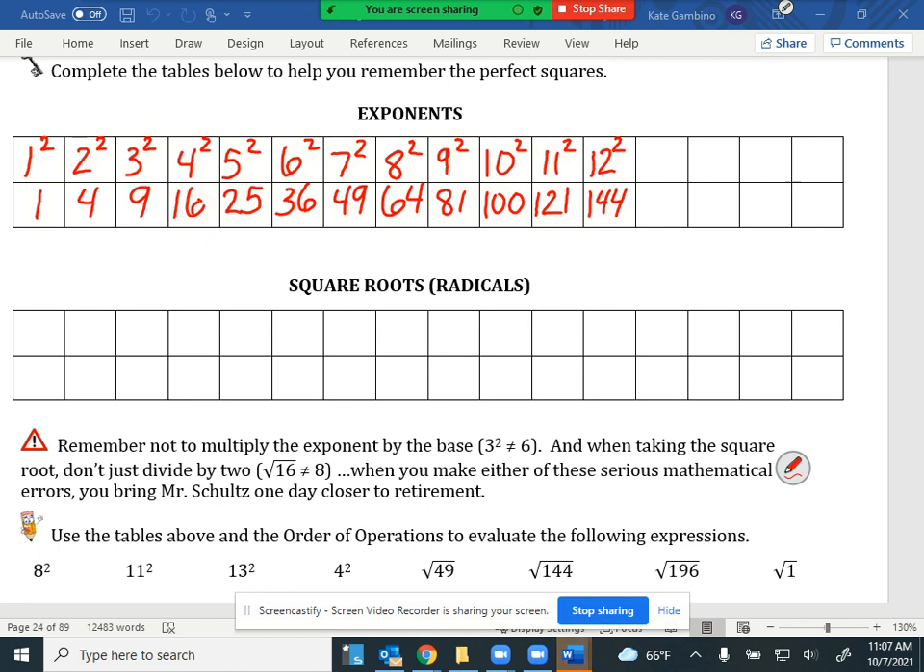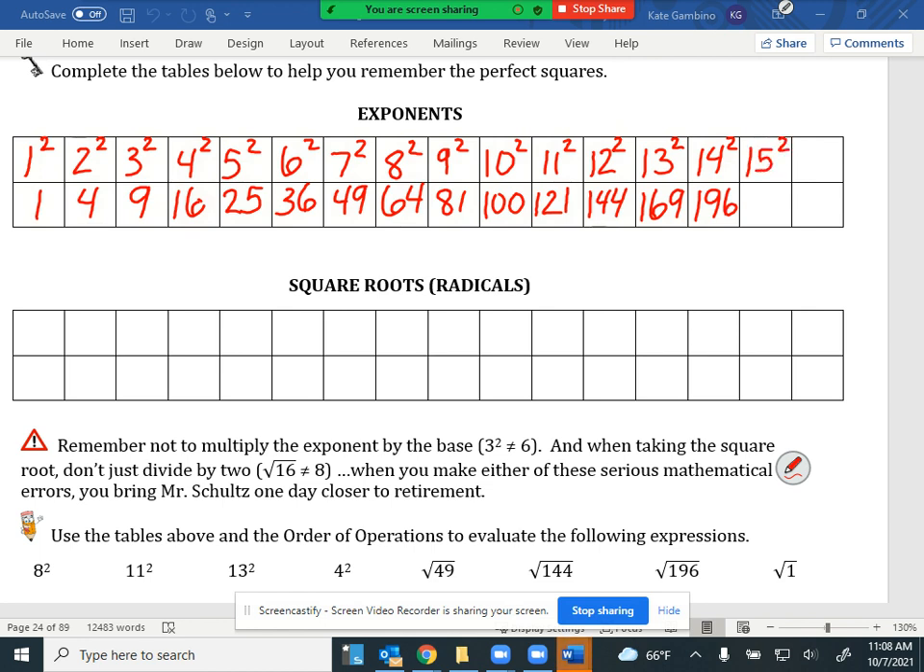And when I was your age, we only had to go up to the 12s with our multiplication facts. So you need to challenge yourself to learn those perfect squares that are bigger than the multiplication facts that you have been working on. So 13 squared would be 13 times 13, which is 169. 14 squared is 14 times 14, 196.